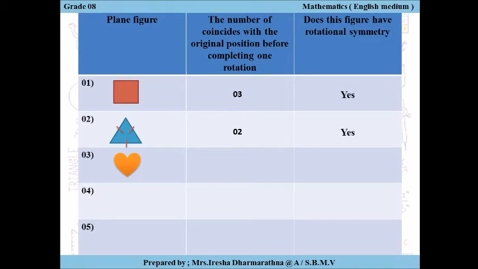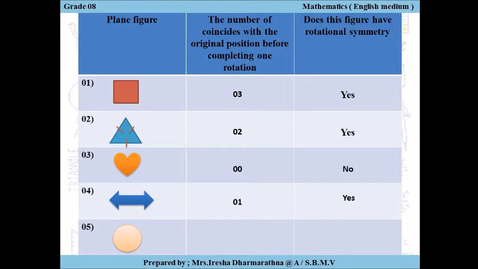The next figure is a heart. The number of coincides with the original position before completing one rotation is 0. That means it hasn't a rotational symmetry. The fourth figure is a special one. The number of coincide with the original position before completing one rotation is 1. That means it has a rotational symmetry.